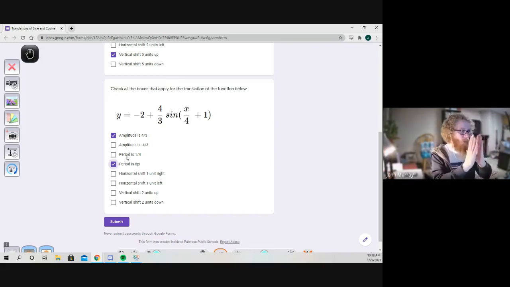A b of 1/4 would be really squished together and you'd have a lot of peaks and valleys that happen quickly. So our period is 8 pi. Our horizontal shift, we have a +1, so it goes in the opposite direction, 1 unit left. And then we have -2, so that would be a vertical shift of 2 units down. Now, again, you could have graphed these to see what's happening, to compare the original with all the translations. Any questions about the homework?